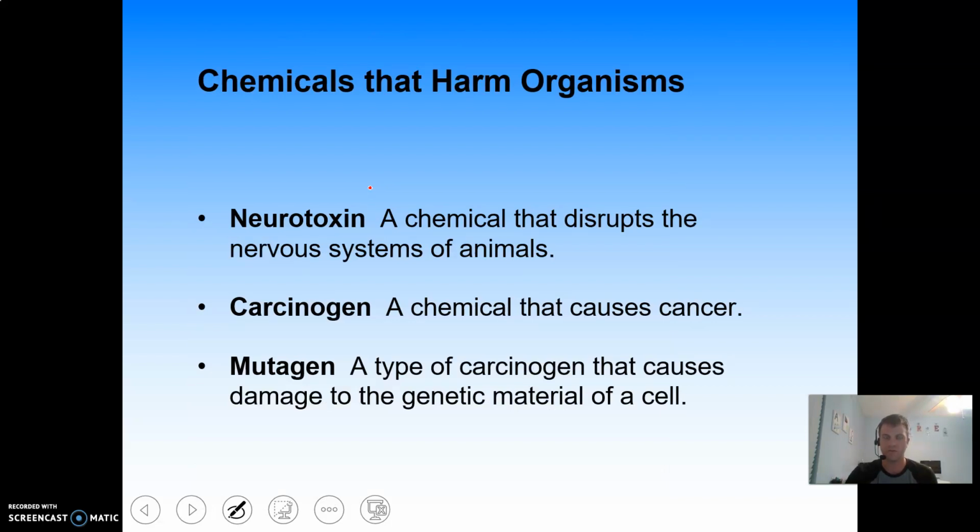So chemicals that harm organisms are classified in a few different ways. Neurotoxins are ones that disrupt the nervous system of animals, the brain function. Carcinogens are ones that cause cancer. A mutagen is a type of carcinogen that causes damage to the genetic material of a cell. So that's a specialty type of harmful carcinogen.